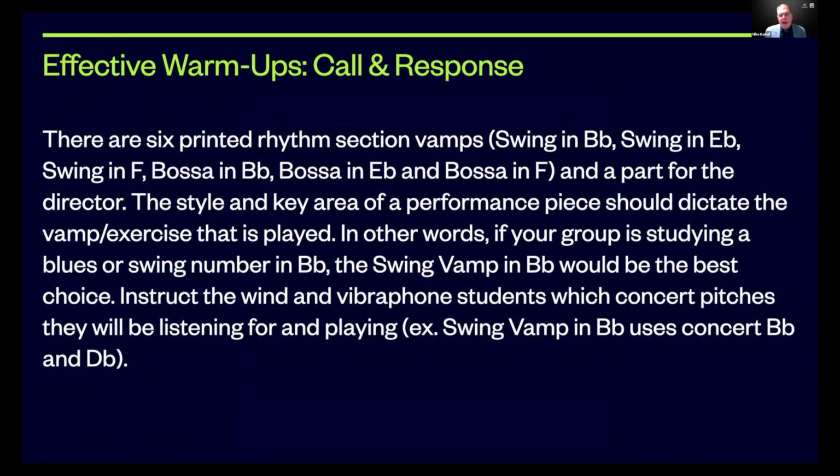What I did in this document was make 6 printed rhythm section vamps that look like what I'm about to show you. There are two in B flat, a swing and a bossa nova, two in E flat, swing and bossa nova, and two in F, swing and bossa nova. The key and the style of the performance tune you're doing will determine which exercise you select to teach this. In other words, if your group is playing a B flat blues or a B flat tune, you're going to use the swing vamp in B flat.